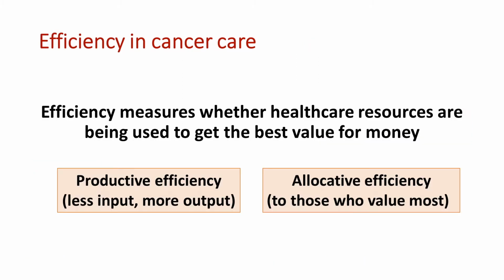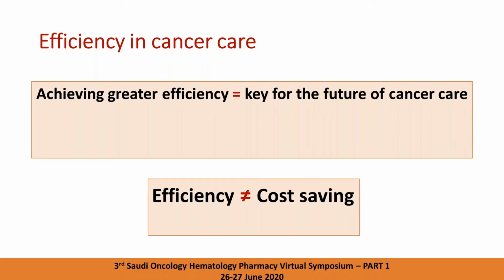So efficiency is a measure of whether healthcare resources are used to get the best value for money. And there are 2 types of efficiency: the productive efficiency, which we can achieve by either reducing inputs or maximizing outputs. The other type is the allocative efficiency, related to allocating our resources to those who value them the most.